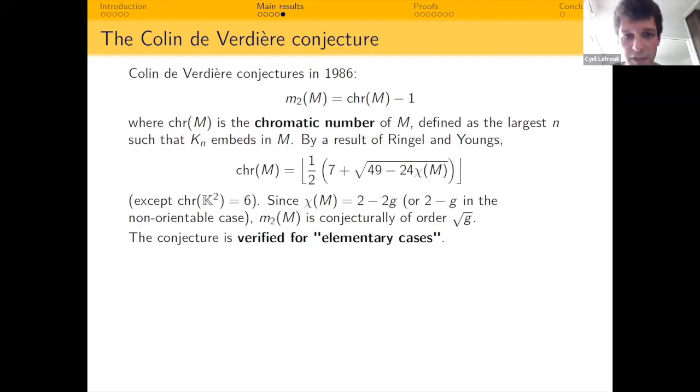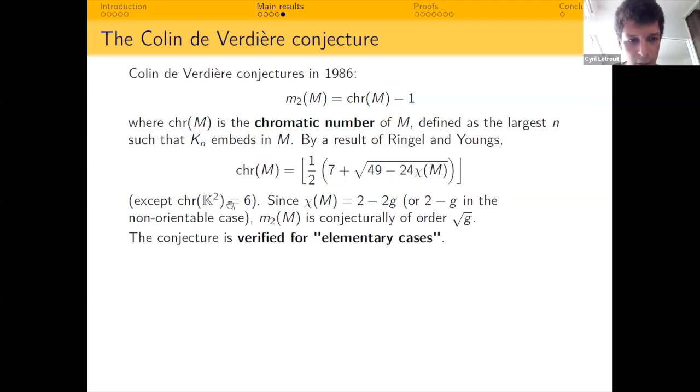For example, for the sphere, it's 4, and so m_2(M) is 3, and that's correct. We saw this during the second slide about elementary cases. There is a general formula for the chromatic number, which was derived in 1968 by Ringel and Youngs. It's equal to this complicated expression, but here you have what you should see: there is the Euler characteristic here.